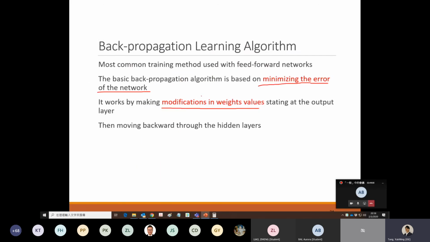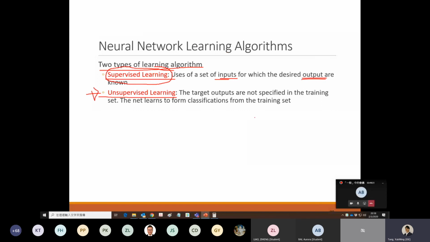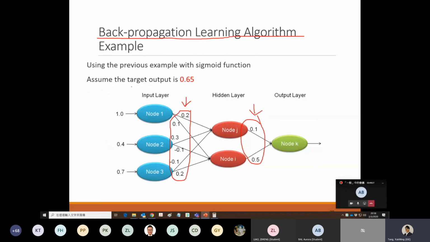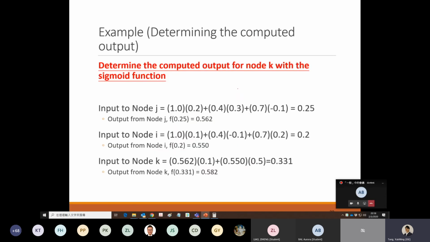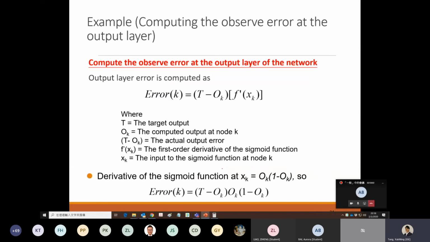In the previous example, we had the inputs 1, 0.4, and 0.7, and we found the output is 0.582. But when we do the backpropagation training, we find that the target output is actually 0.65. It's not 0.5 something; the target value should be equal to 0.65. That means there is some error in the estimation, because the output is 0.582 but the actual value is 0.65.